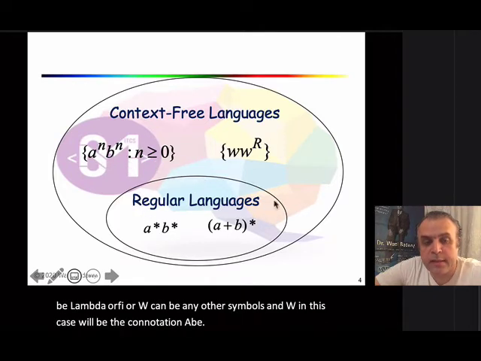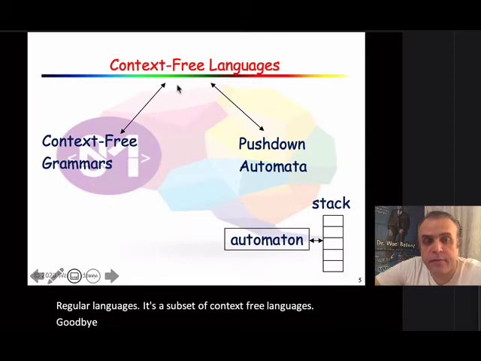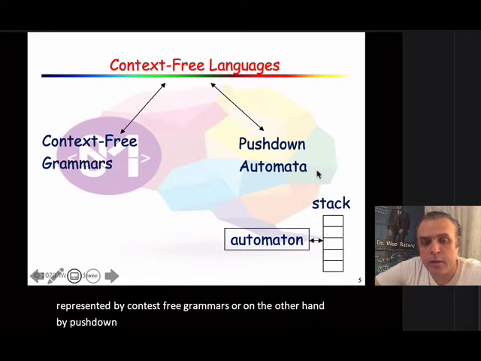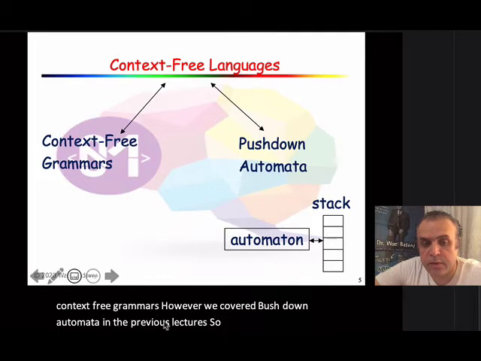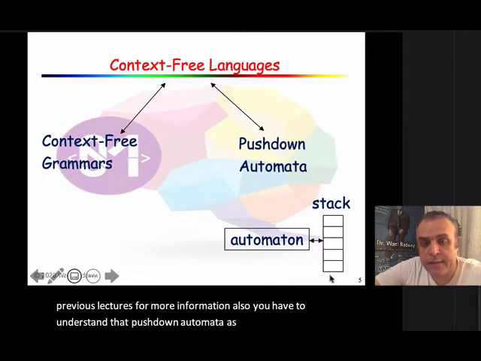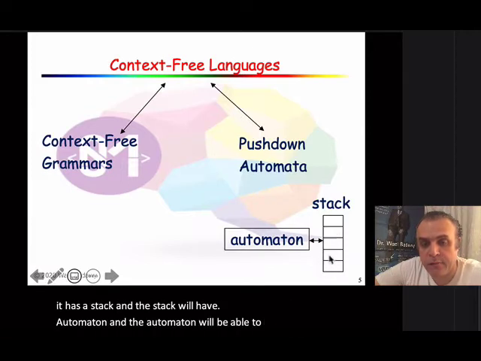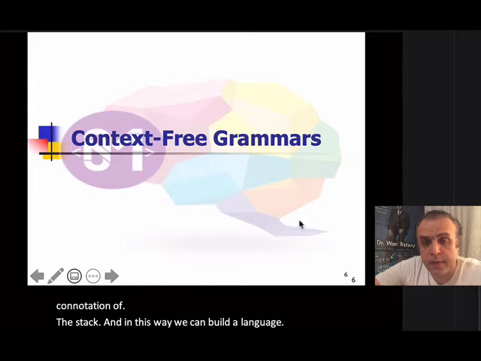Regular languages are a subset of context-free languages. Context-free languages can be represented by context-free grammars or, on the other hand, by pushdown automata. In this lecture we will focus more on context-free grammars. However, we covered pushdown automata in the previous lectures, so please refer to them for more information. Also, as we explained before, a pushdown automaton has a stack, and the automaton is able to interpret the contents of the stack, and in this way we can build a language.